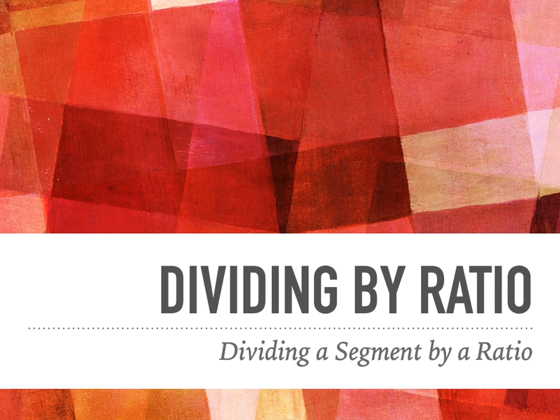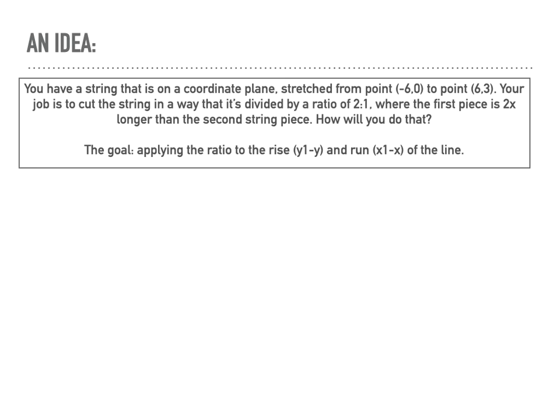Today we'll be talking about how to divide a segment by a ratio. As usual, let's start off with an idea. You have a string that is on a coordinate plane stretched from point -6, 0 to point 6, 3. Your job is to cut the string in a way that it's divided by a ratio of 2 to 1. And how will you do that?